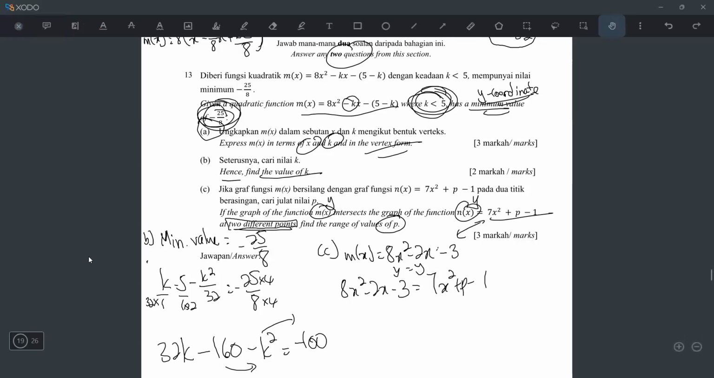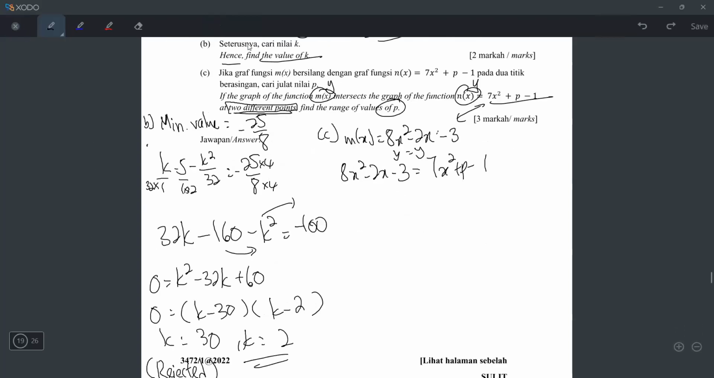And now I can move across and change to general form. 7x squared moves over and becomes minus 7. 8 minus 7 is 1x squared. And then minus 2x. And then negative 3 plus 1 is negative 2, right? But there's a key here. So it becomes negative 2 minus p equals 0. And now only I will do b squared minus 4ac bigger than 0.